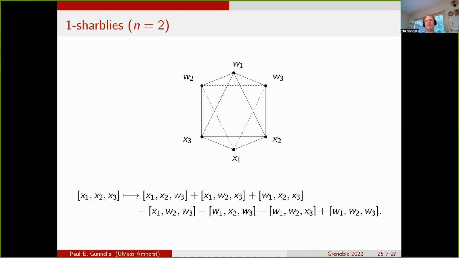What happens is, because we have a cycle, the original list of x's was part of a cycle, some of those things on the right-hand side actually disappear. They do not really occur because they're canceled by the same things appearing in the boundaries of other 1-Sharblies in the original cycle. And those are the guys that have 1 W in them, okay?